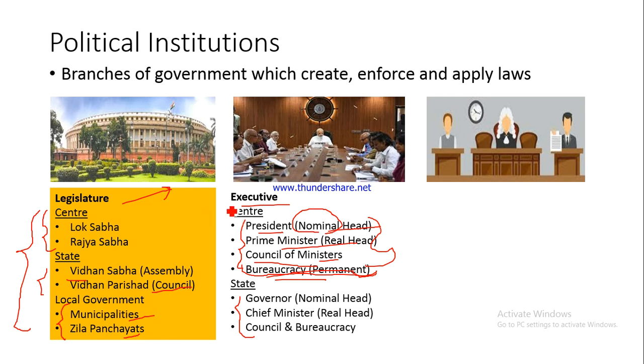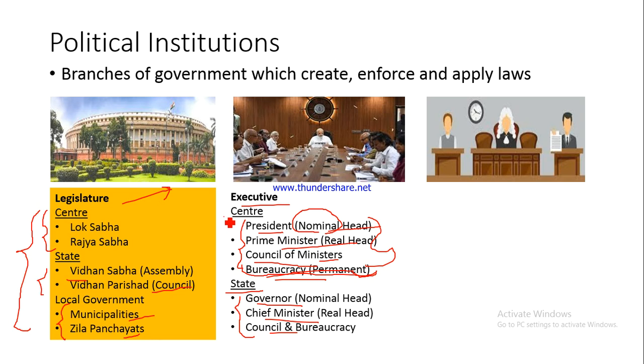Now, the counterpart of these executives at the state level is the governor. Again, the governor would be the nominal head, just like the president at the center, and the chief minister will be the real head, just like the prime minister at the center. And then again, we have got the council as well as the bureaucracy, just like at the center. So these are the executives at the central level, and these are the executives at the state level, right? And the job is to execute the directions, the directives of the legislatures.